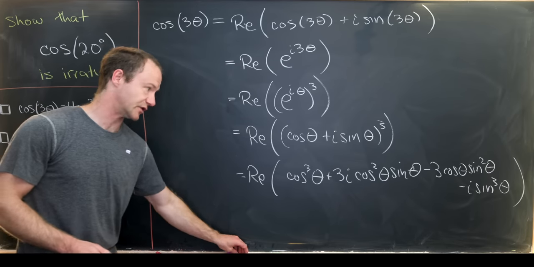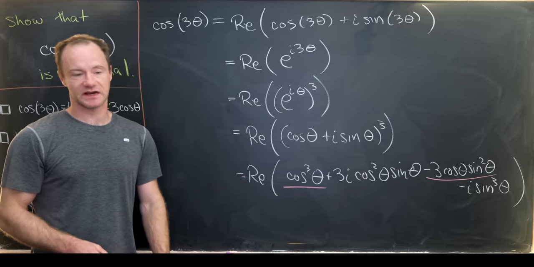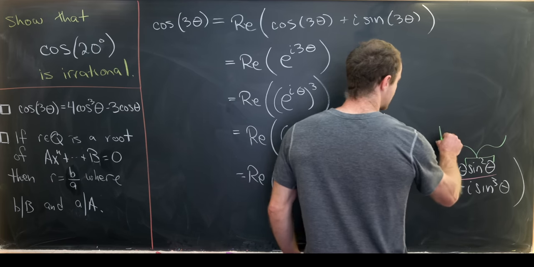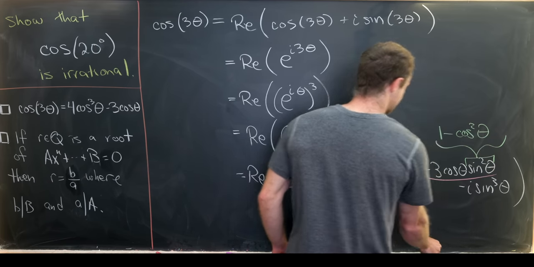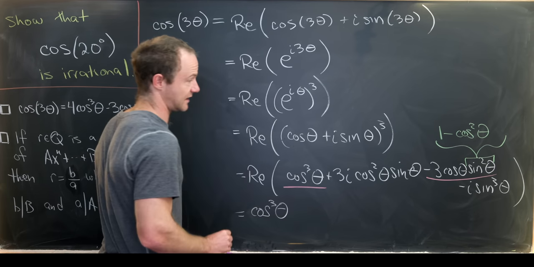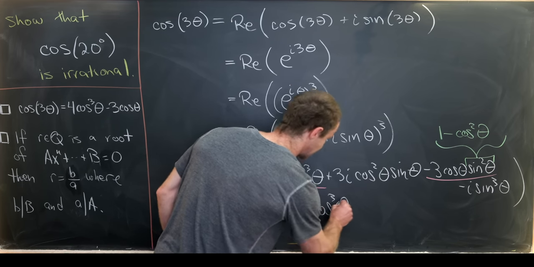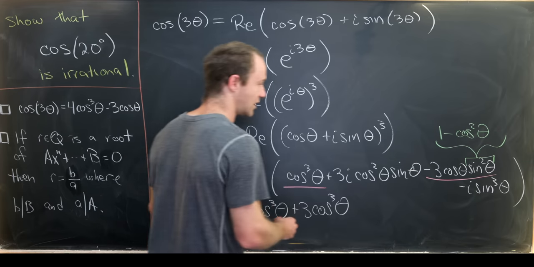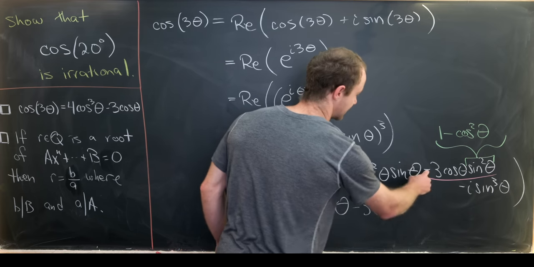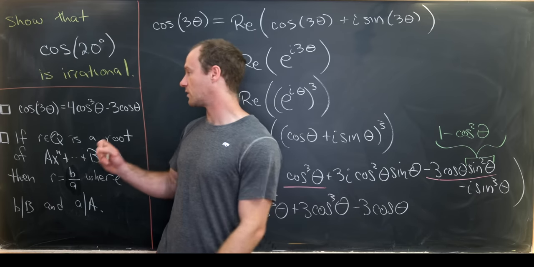Now we need to extract the real part. So notice that will involve this cosine cubed theta and then this minus 3 cosine theta times sine squared theta. But maybe while we do that, let's take this sine squared theta and rewrite it using the Pythagorean identity as 1 minus cosine squared theta. So that's going to leave us with cosine cubed theta, and then it'll be plus 3 times the cosine cubed theta from this negative 3 times this negative 1. And then finally, minus 3 times the cosine theta from this minus 3 times this 1. But now putting all of that together, we see that we have derived this triple angle formula.